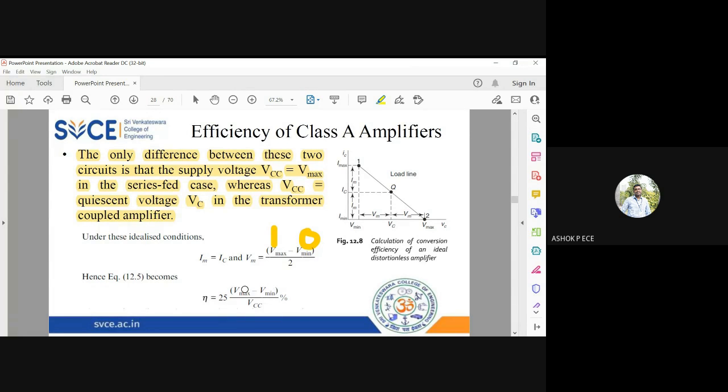But Vmax is VCC and V minimum is 0. So Vmax minus V minimum will become VCC. VCC by VCC will get cancelled, so the efficiency will be 25%. The efficiency will be 25% for a normal case, for a directly fed class A power amplifier.